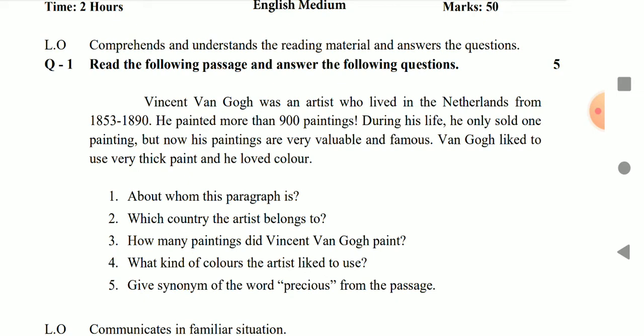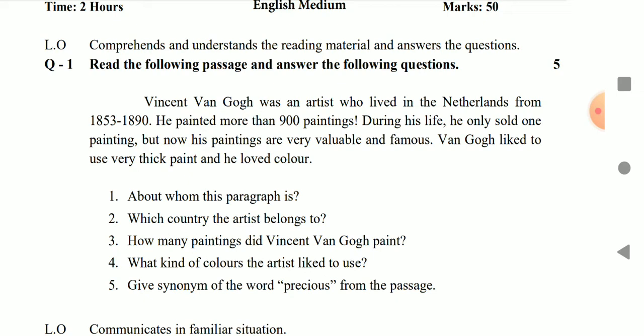Question 1. About whom is this paragraph? Students, make sure that you write the complete sentence as an answer, not just a one or two word answer. Question 2. Which country does the artist belong to? Question 3. How many paintings did Vincent van Gogh paint? Question 4. What kind of colors did the artist like to use?